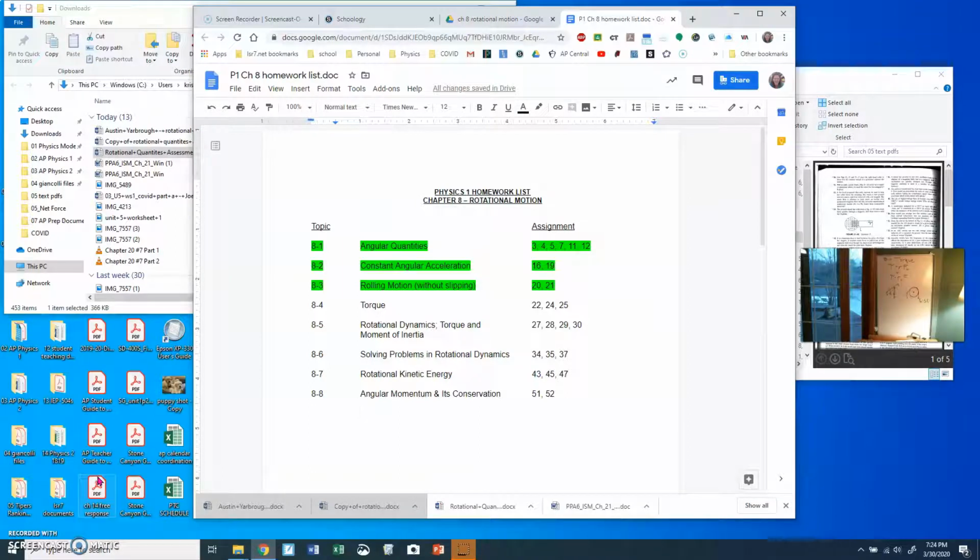Hey everybody, I want to just do a quick overview of torque. We've actually talked about torque, but we've talked about torque in a linear manner. I want to talk about torque related to a rotational manner, okay?